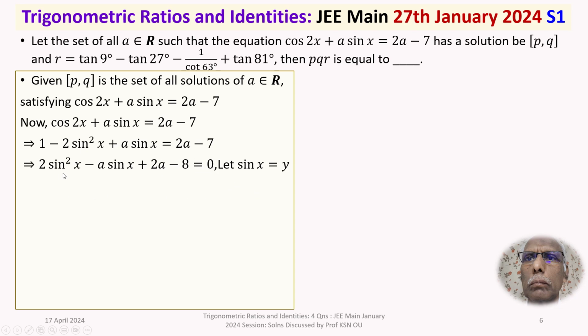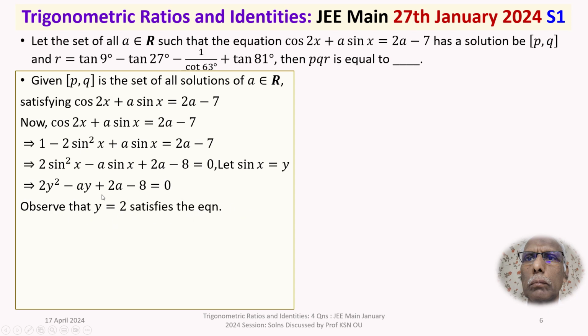Now we substitute y for sin x. Then this will become 2y squared minus ay plus 2a minus 8 is equal to 0, a quadratic in y. And by a simple observation, we see that y is equal to 2 satisfies this equation. So substitute y is equal to 2 in this, then this will get satisfied. So observe that y is equal to 2 satisfies the equation.